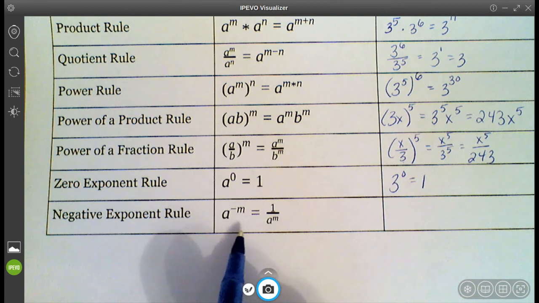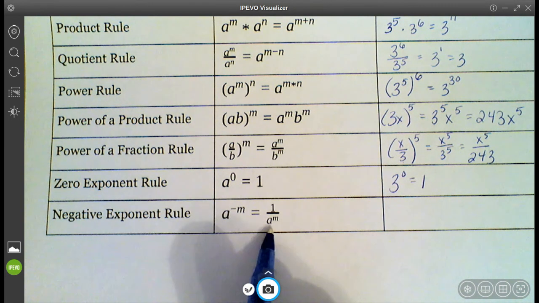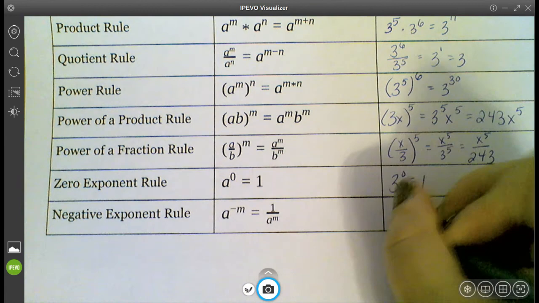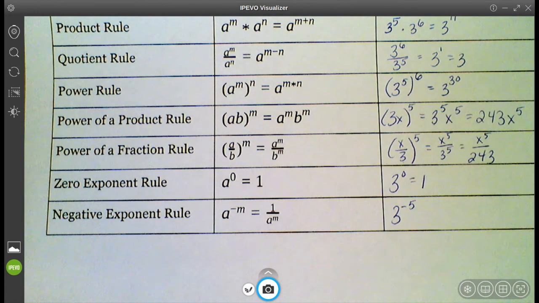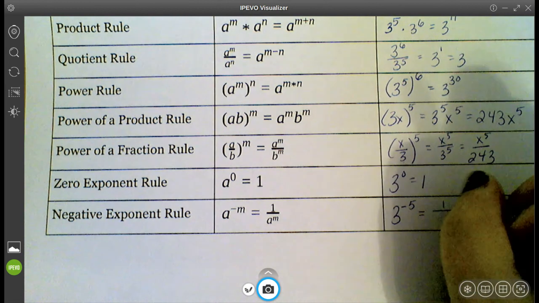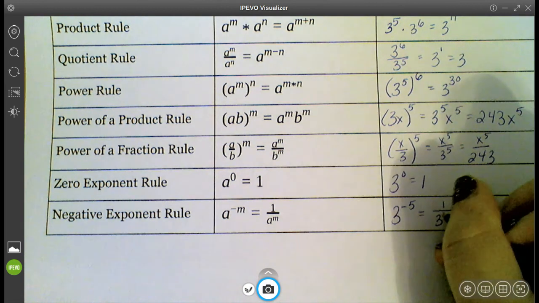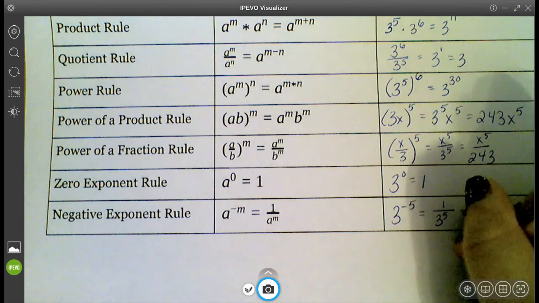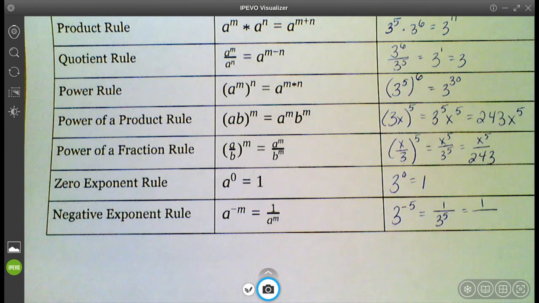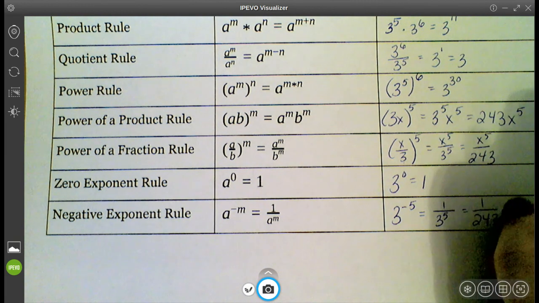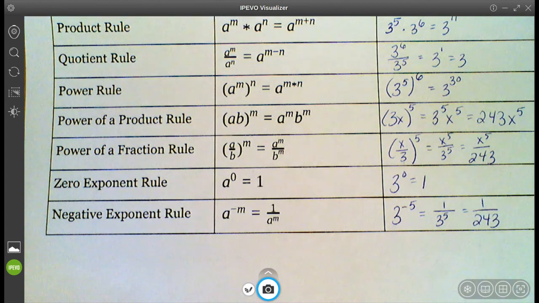So a to the negative m would equal 1 over a to the positive m. So let's take a look at one of those here. 3 to the negative fifth, I would do 1 over 3 to the positive fifth. And then just like before, 3 to the fifth is 243. So hopefully this is a good review of exponent rules for you.